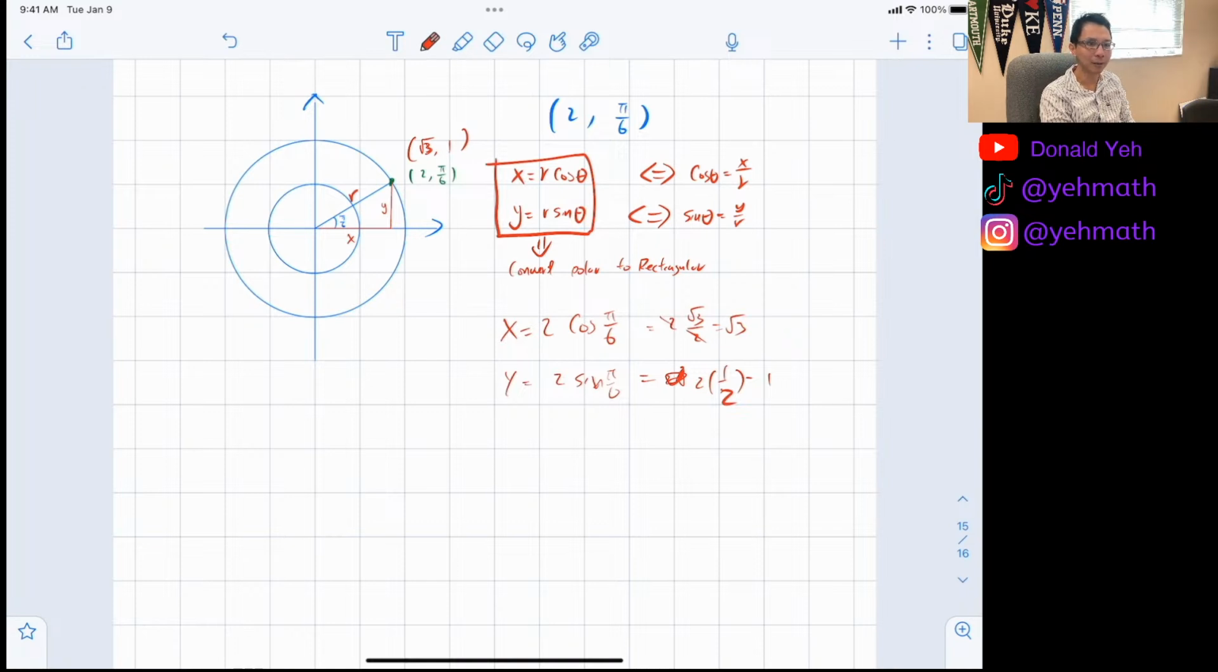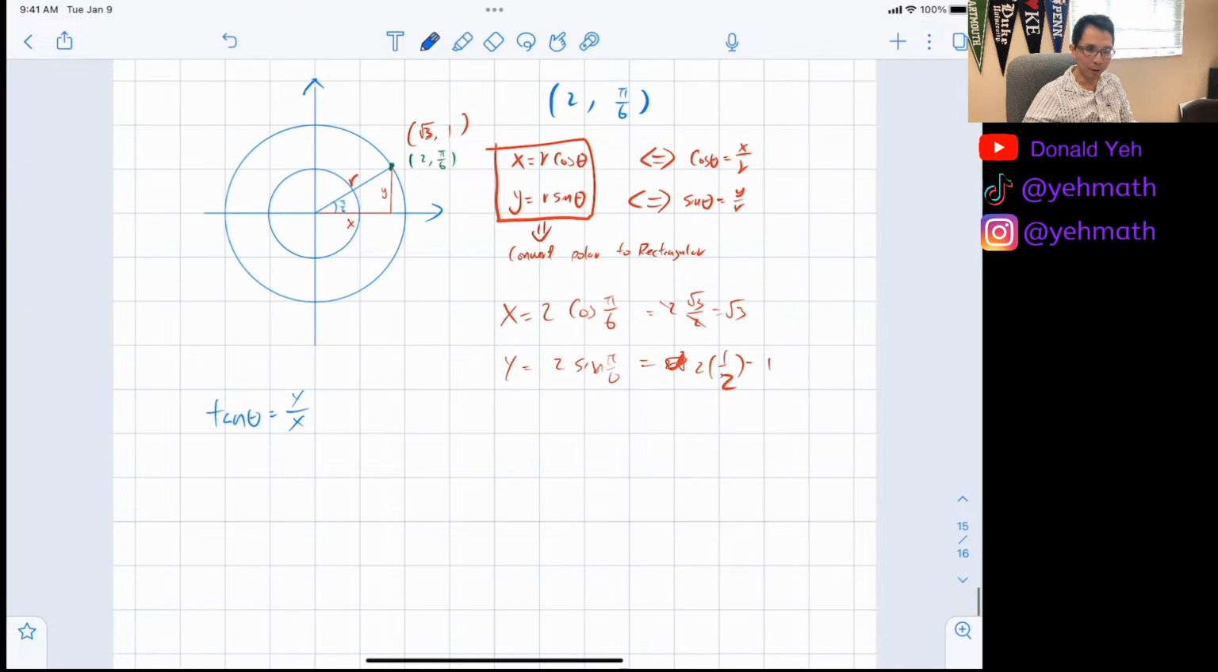Okay, so now I just changed from 2 and pi over 6 to square root of 3 and 1. It's possible to change square root of 3 and 1 back to 2 and pi over 6. So we need to know one more thing here. Tangent theta is equal to y over x. We already know sine and cosine, and now we have tangent. We also know the Pythagorean identity, x squared plus y squared, but instead of equal to hypotenuse squared, we're going to call this r squared.